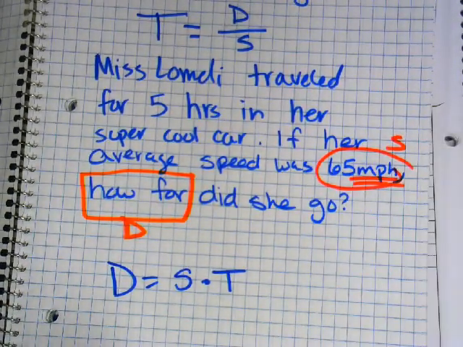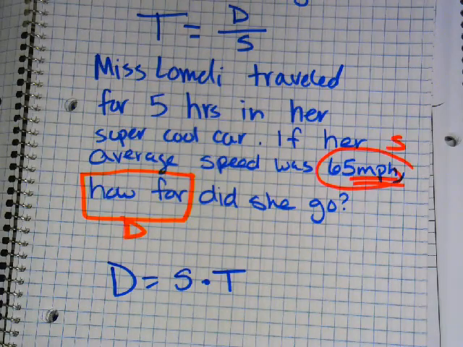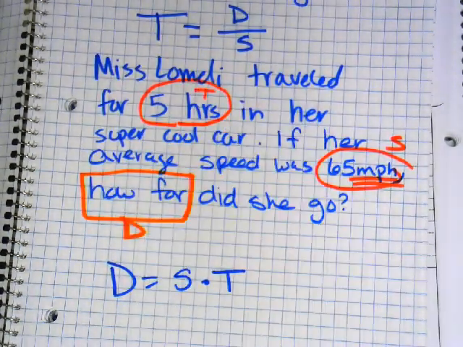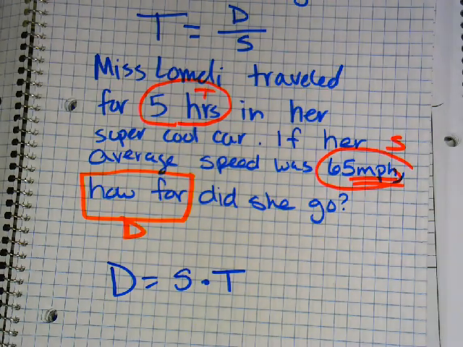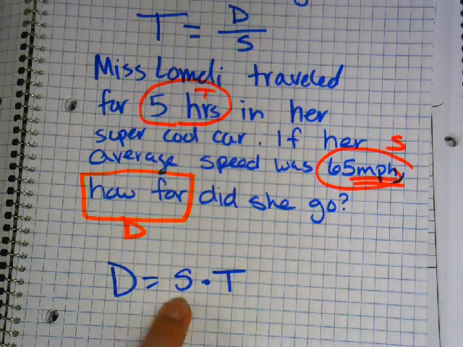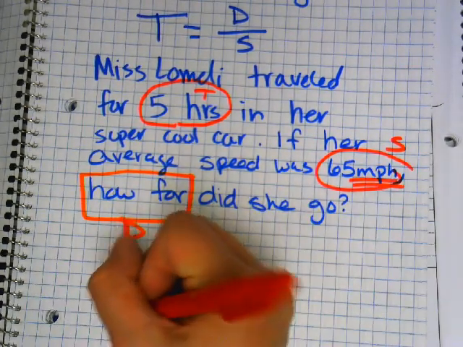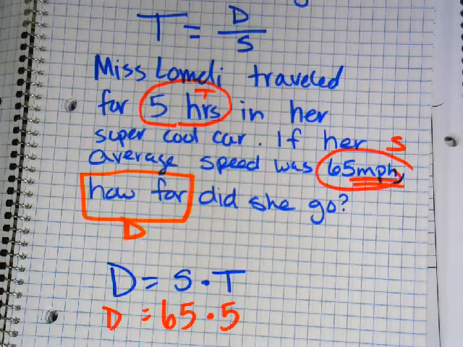And then what's our time? 5 hours. And you know it's the time because it says hours, right? So we're going to use a lot of our English skills with these problems. So speed is 65 times 5. 325. I found it.